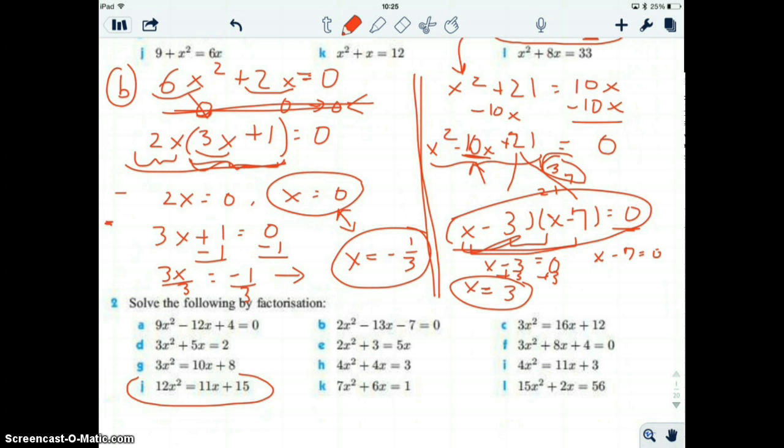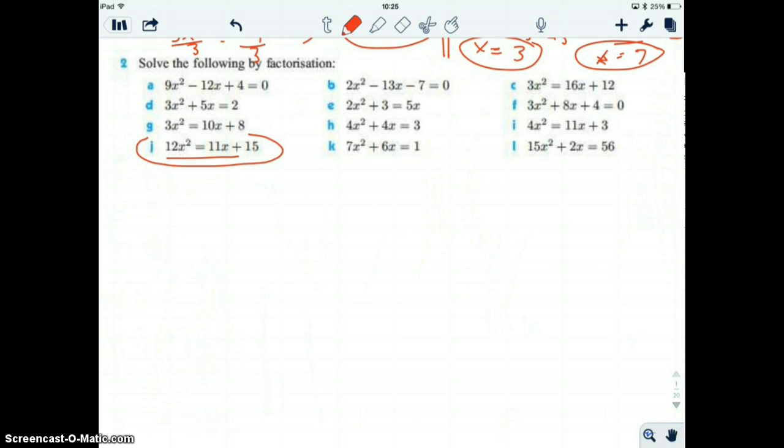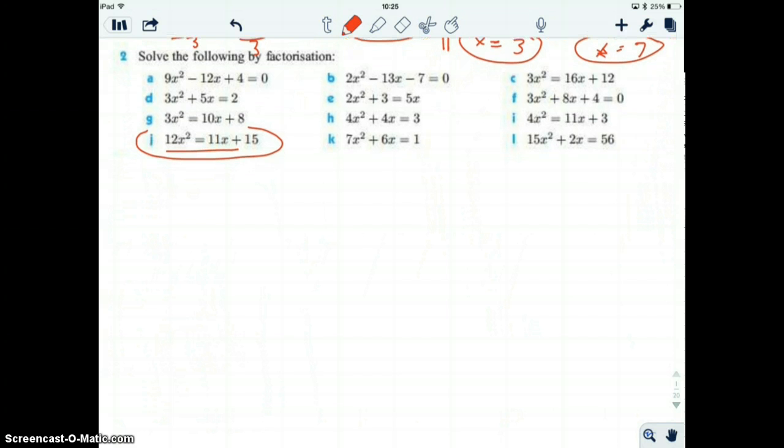That's one of the solutions. And then we'll add 7 to both sides. And that will give us x equals 7. And that's the other solution. Okay. And now we're going to go down to number 2. And I've chosen J to do for you.